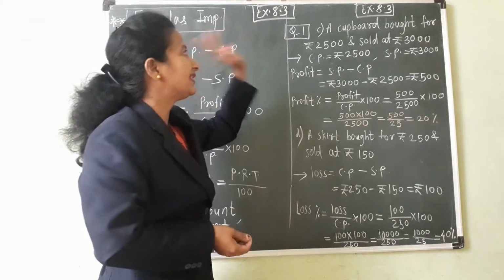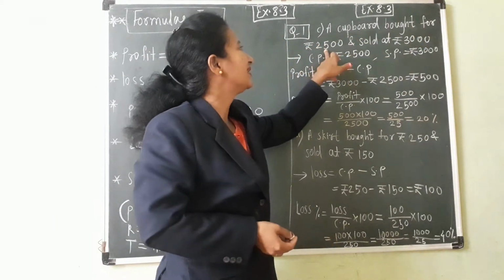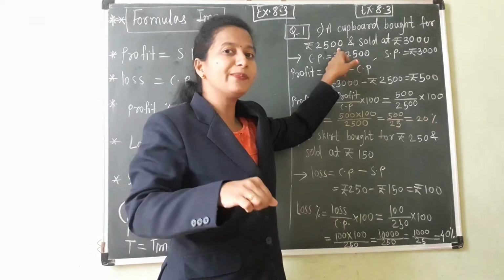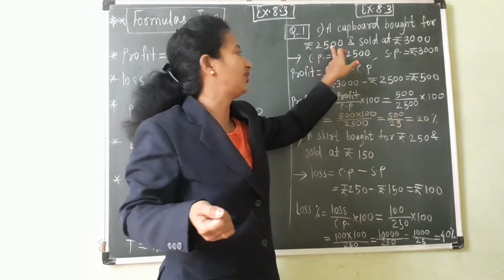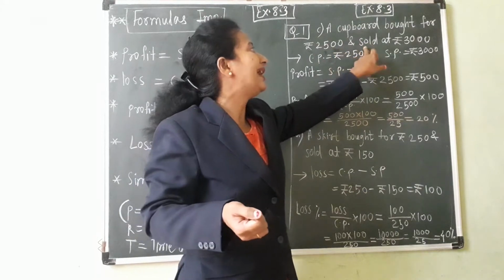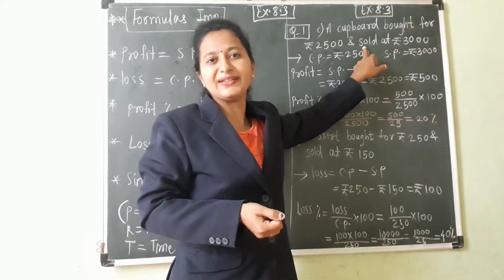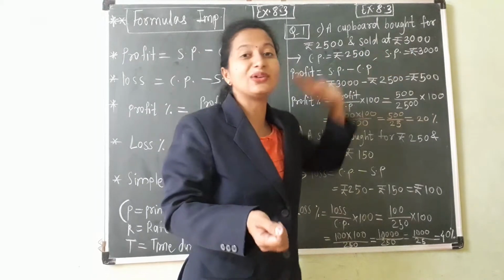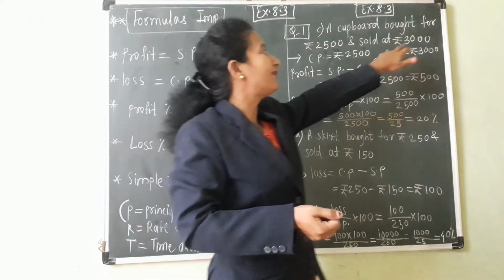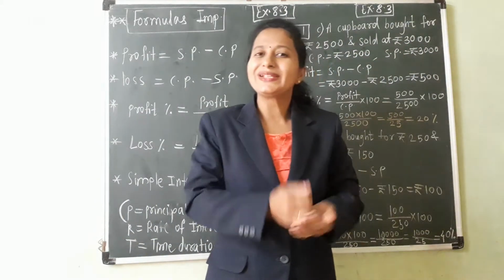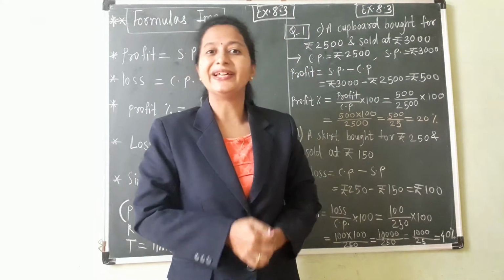Here see the sum: a cupboard bought for rupees 2500. Bought means cost price, so the cost price of the cupboard is 2500, and sold at rupees 3000. Sold means selling price, so the selling price here is 3000. Now imagine the cost price is 2500 and the selling price is 3000. Obviously the selling price is bigger than the cost price, so here it is profit.